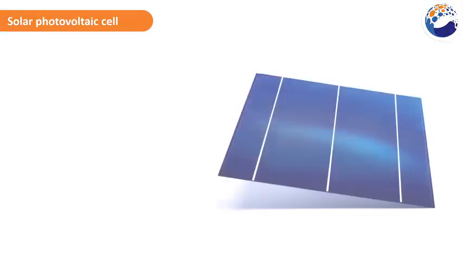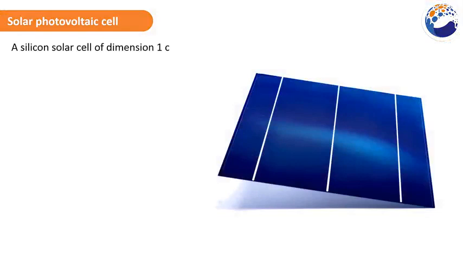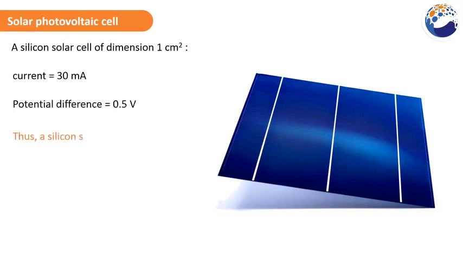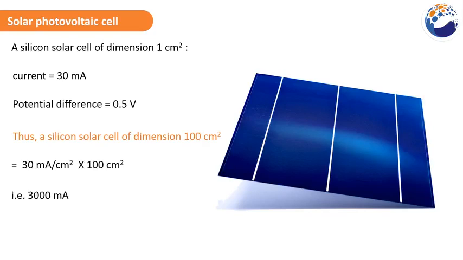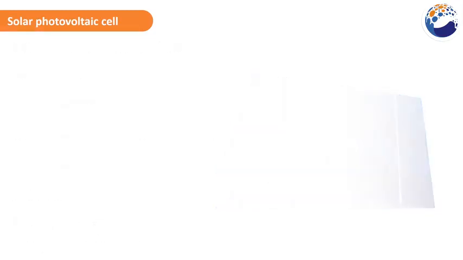For example, silicon. A silicon solar cell of dimension 1 cm² generates current of about 30 milliampere, potential difference of about 0.5 volt. Thus, a silicon solar cell of dimension 100 cm² will generate current of about 30 milliampere per cm² into 100 cm², that is about 3000 milliampere. So, 3000 milliampere is equal to 3 ampere and potential difference of about 0.5 volt. It is important to note that potential difference generated from a solar cell is independent of its area.